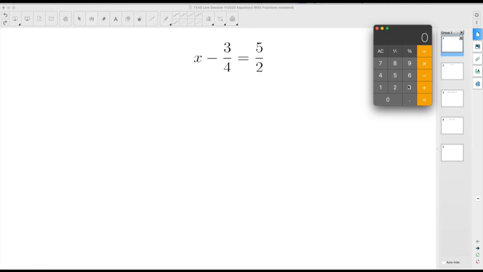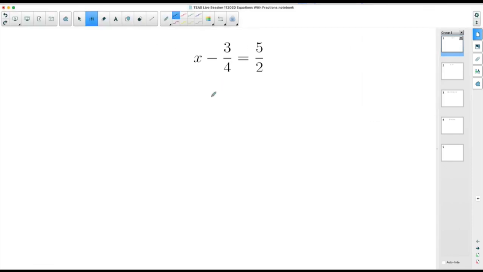Now, if I take that fraction 3/4, we can do 3 divided by 4 and we get 0.75. So let's think 75 cents. And then we have this 5/2. If we take 5 divided by 2, notice we get 2.5. So I'm going to rewrite this and say x minus 0.75 is equal to 2.5. This is the exact same problem, except I have converted these fractions to decimals. And that's totally fine, as long as you get nice decimals.